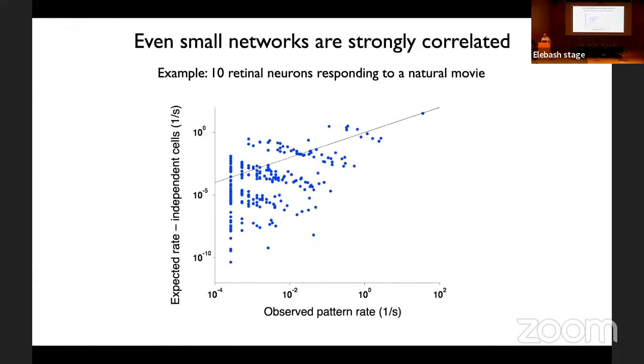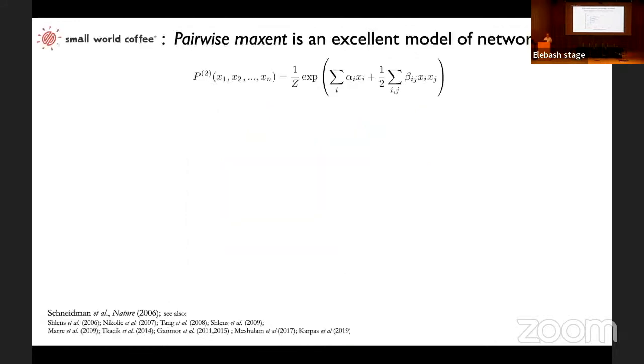Again from the retina, from 16 years ago now, looking at the individual patterns of these 10 neurons. On the x-axis, you see the actual rate at which it occurred in the experiment. On the y-axis is the prediction of a model that ignores the correlations, and it makes orders of magnitude mistakes. And so we had to go to small world coffee to solve this.